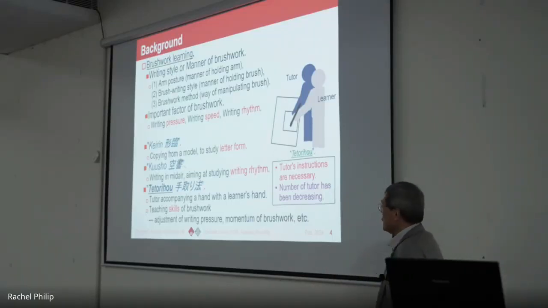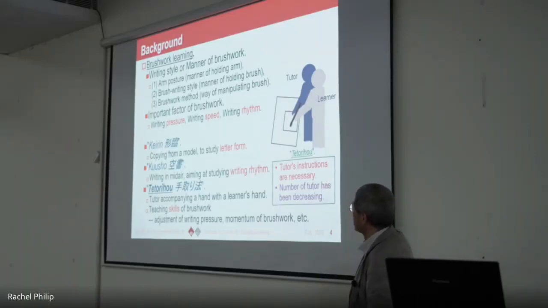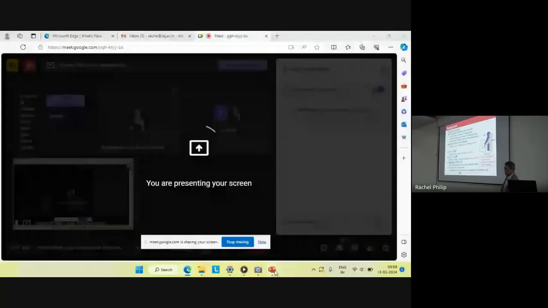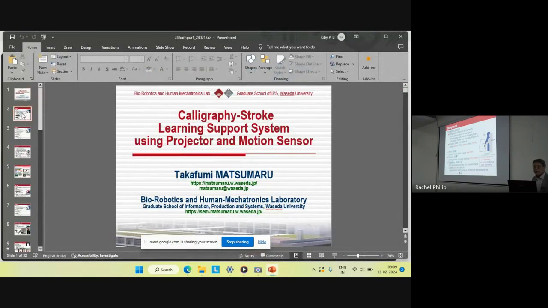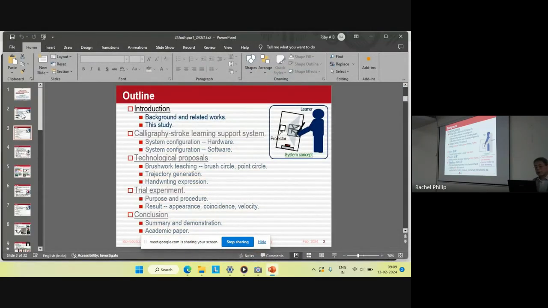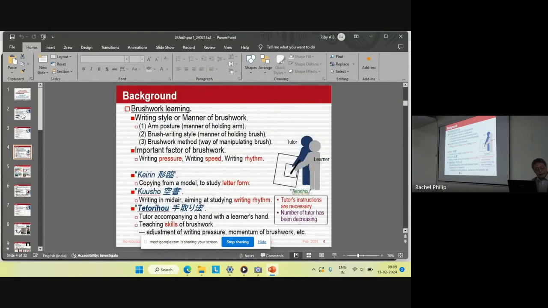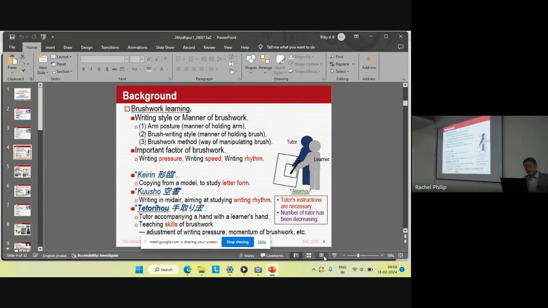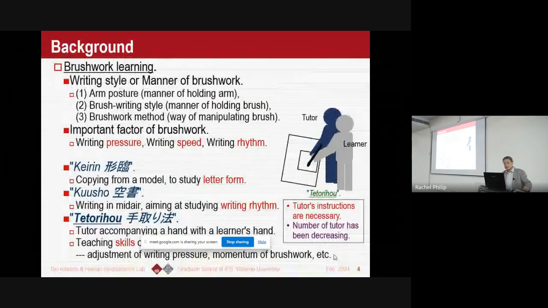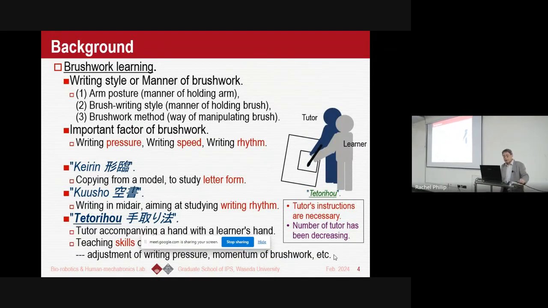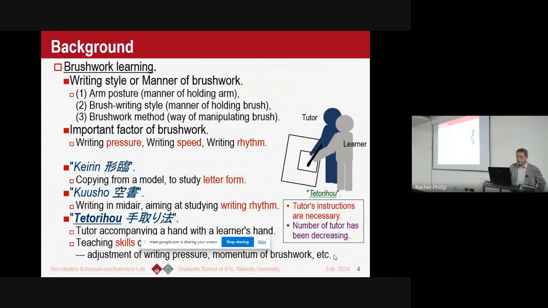But presently, the teacher's instruction is very necessary for this kind of skill learning, but the number of tutors has decreased because interest in this calligraphy has reduced, and also the tutors have become old, so they have retired. So this kind of tetori teaching and learning is now decreasing. But this is very important to learn about writing, calligraphy writing strokes.